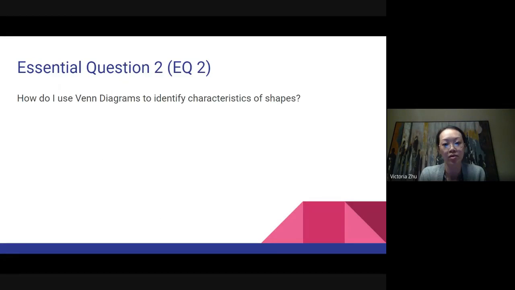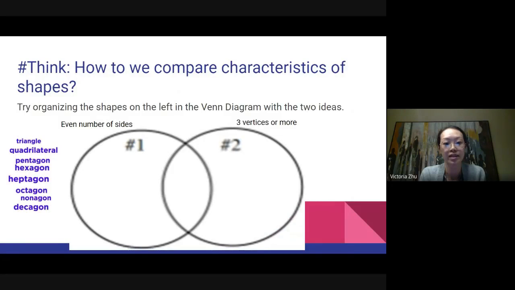So now back to our essential question, how do we use Venn diagrams to identify characteristics of shapes? Here is an example. Again, you don't have to write this down yet. How do we compare characteristics of shapes? Your task now is to try to organize the shapes that are on the left in the diagram with the two ideas, even number of sides or 3 vertices or more. Which shapes go in the center? Which shapes go on only one or the two sides? Go ahead and pause the video and try to see how you would organize it.